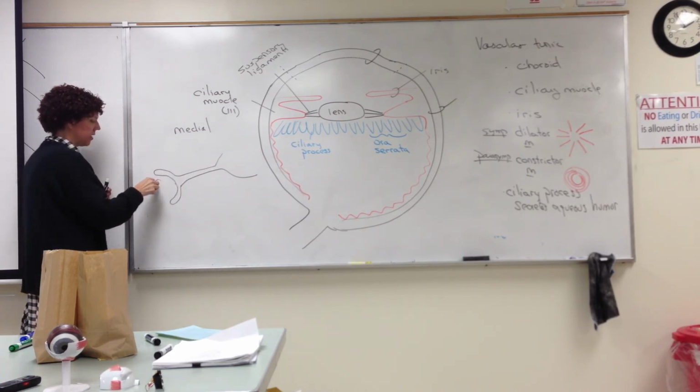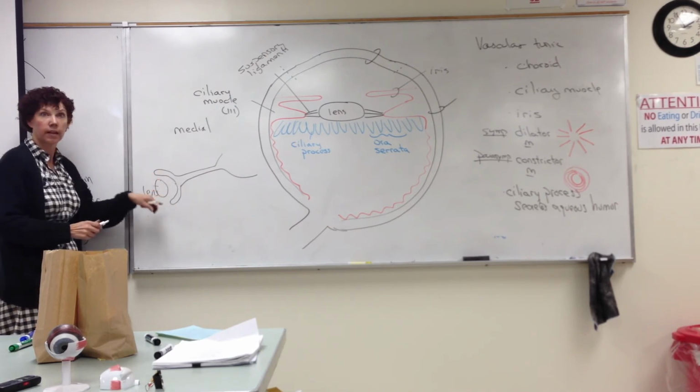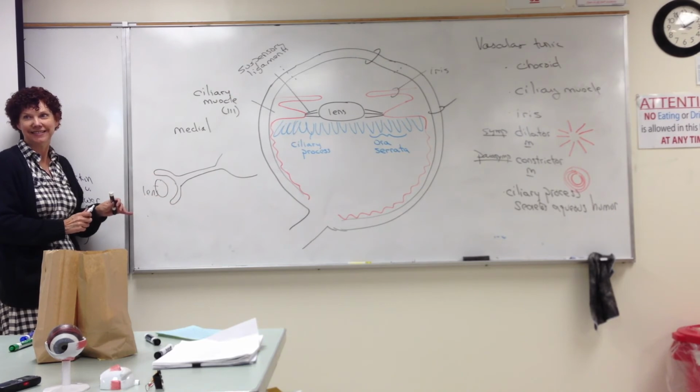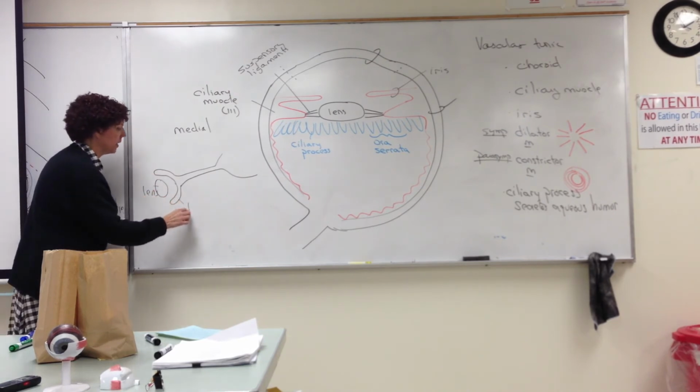And we talked about detached retinas. That would be the lens. So this would be the nervous tunic. This would be the pigmented layer.